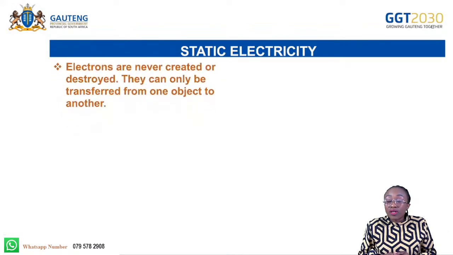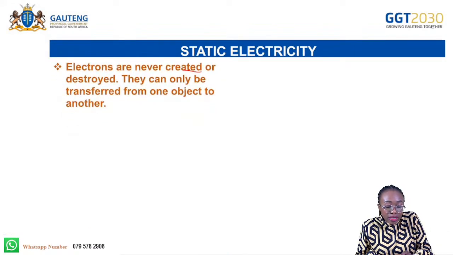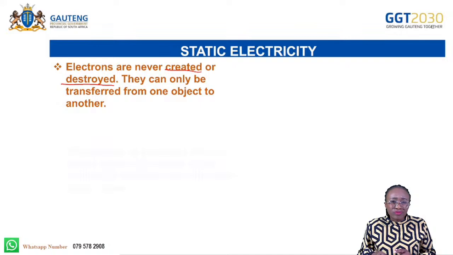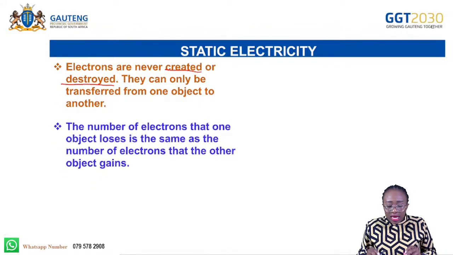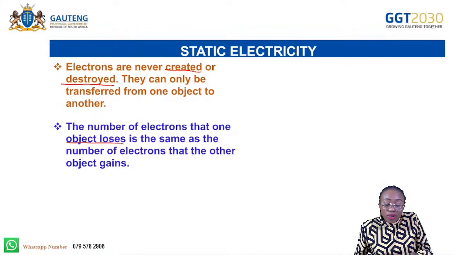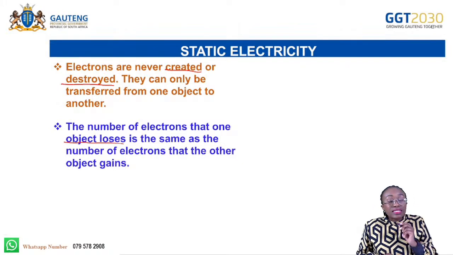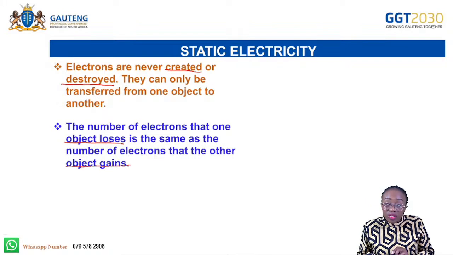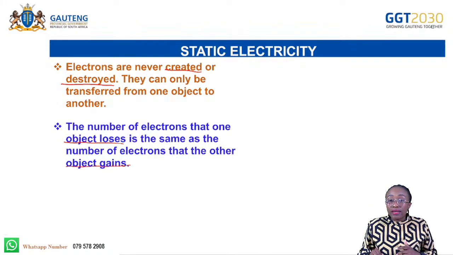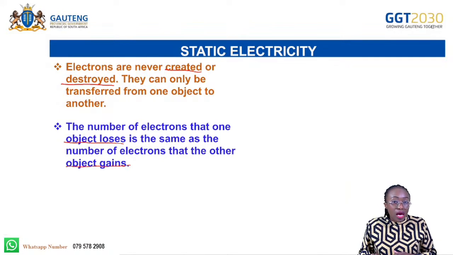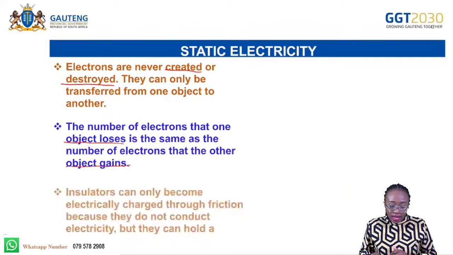Electrons are never created or destroyed. They can only be transferred from one object to another. What does this statement mean? It means the number of electrons that one object loses is the same number of electrons that the other object is going to gain. So if object A loses 5 electrons, object B would have gained 5 electrons.